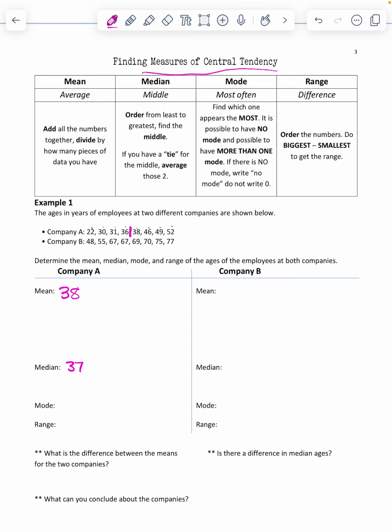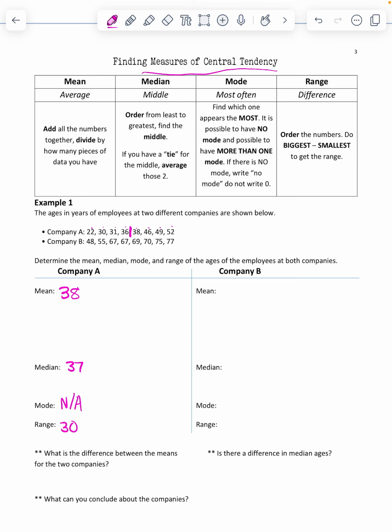The mode is the number that occurs the most, and for Company A, every number occurs only once, so there is no mode. I'm going to put not applicable. Don't put 0 because 0 is a number. And the range is the largest number, which is 52, minus 22, and that would be 30.